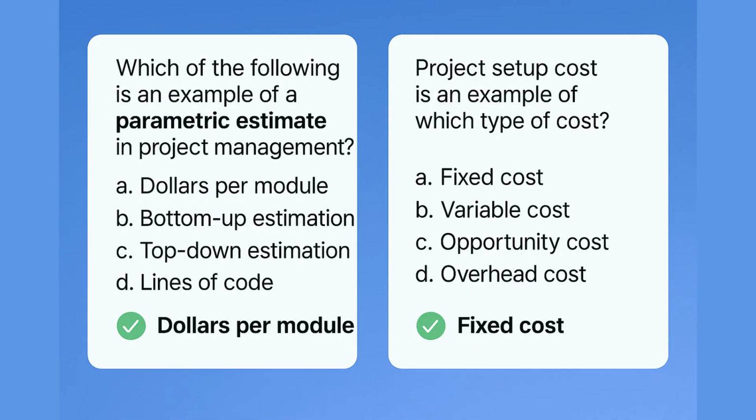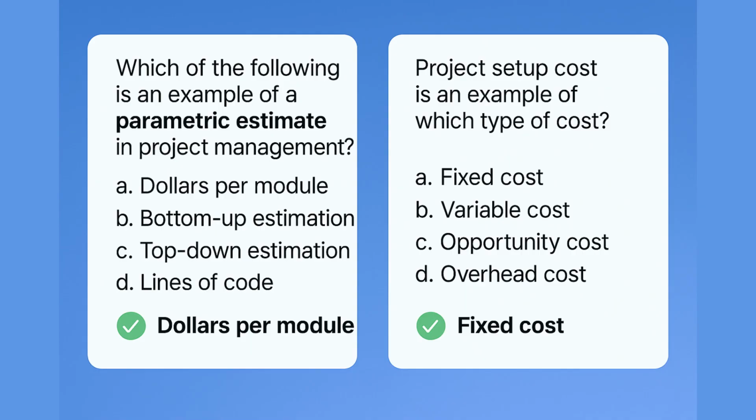Lines of code is a choice given. While this measures output, it is not parametric by itself unless you define a cost or effort per line of code. Without a numerical relationship, it is just a raw metric. So in simple terms, parametric estimation means you plug in a number and the math does the rest. Moving on to the next question.